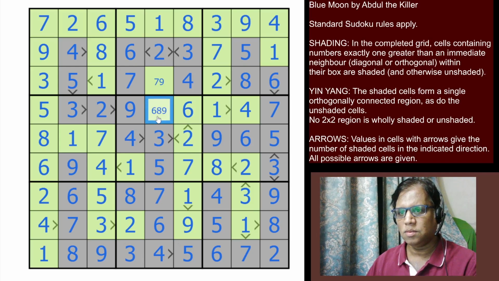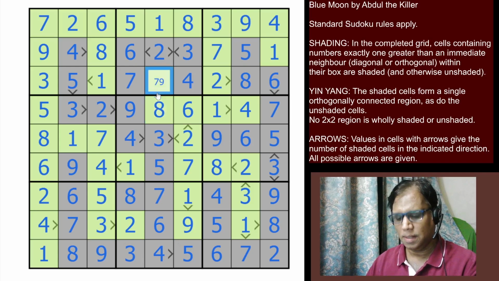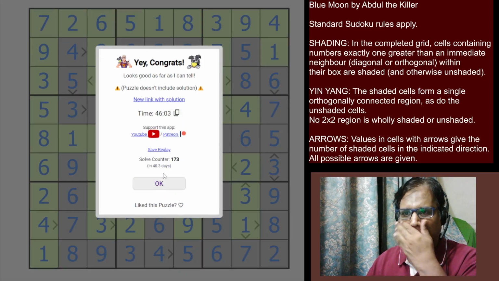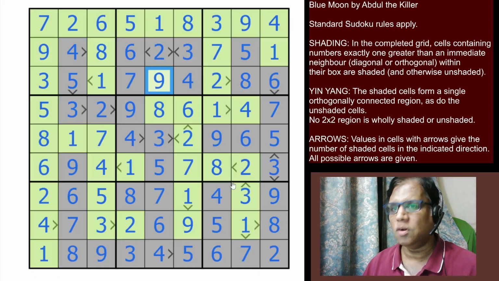Will give this 8. That has to be 6 by Sudoku. That's now not 6 or 7. So that's 8 and that's 7. Sorry. And that's 9. Yeah, and that's how this puzzle is solved.